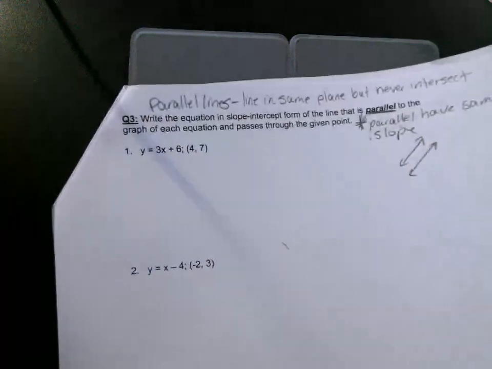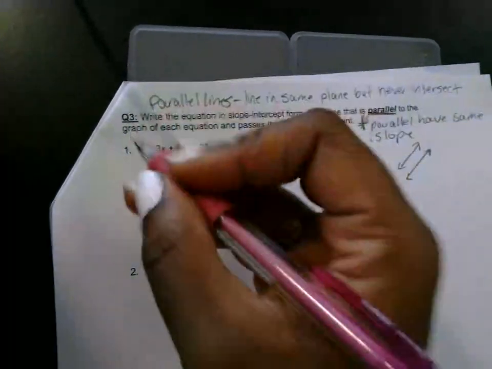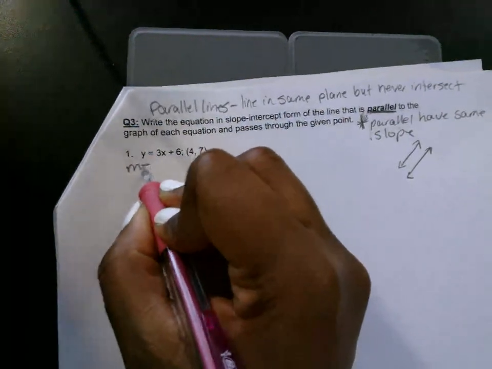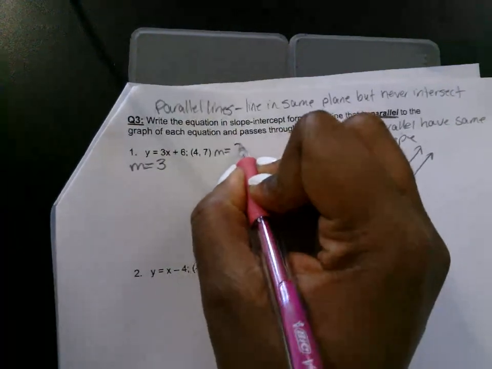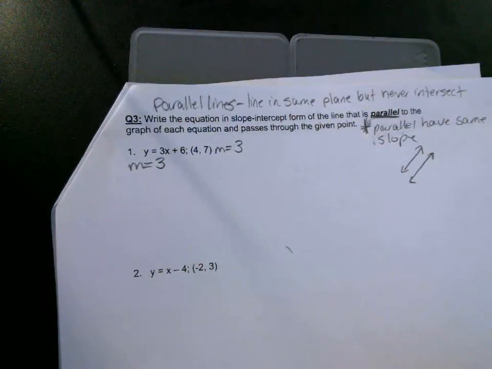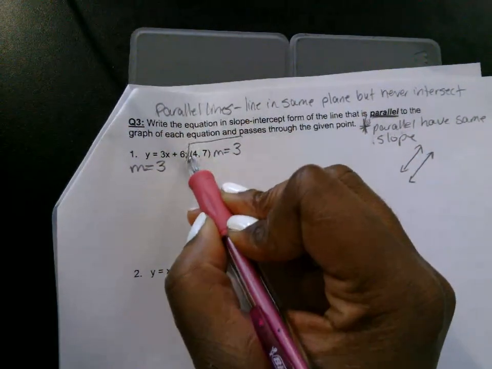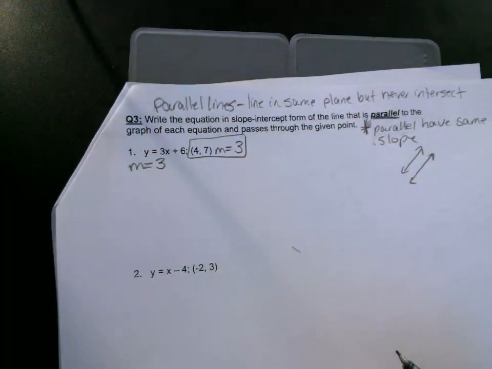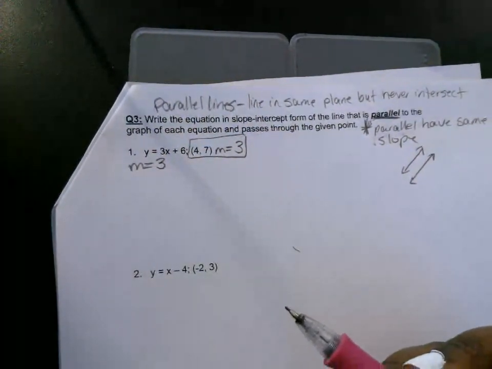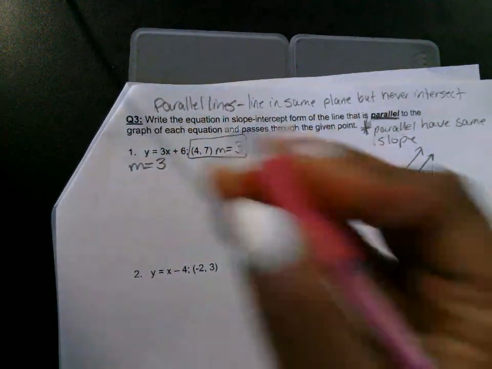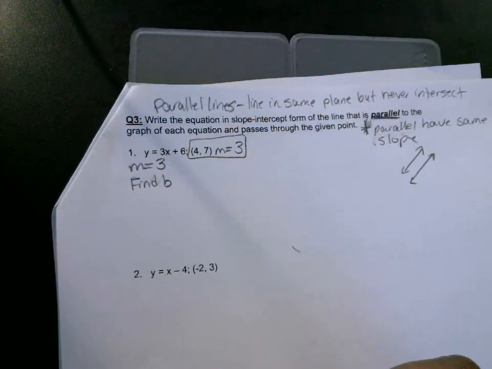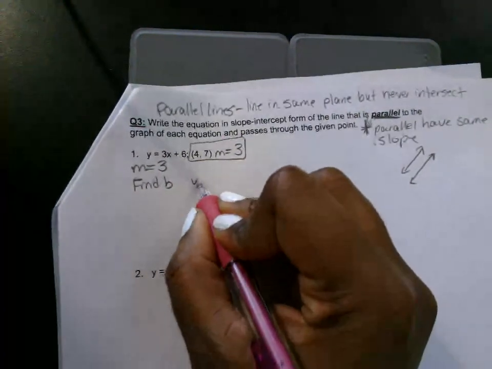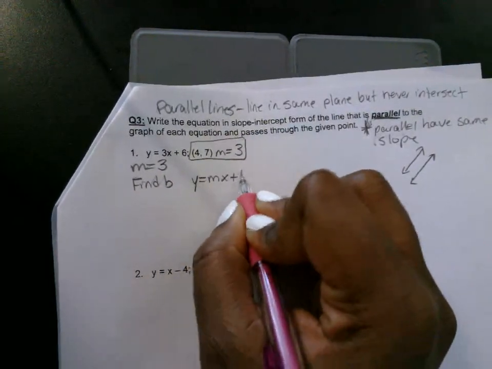So first things first, what we do is figure out what the slope of the first line is. The slope of the first line is going to be 3. So the slope of the new line is also going to be 3 because the slopes are the same. So we're going to use this information to write an equation so that it's parallel to the line that's given. So we already have m, but we need to find b. In order to find b, you use the slope-intercept form, y equals mx plus b.